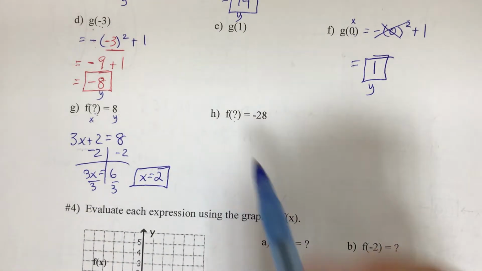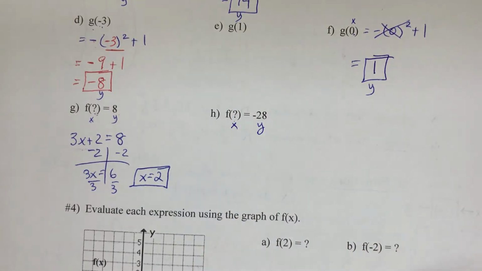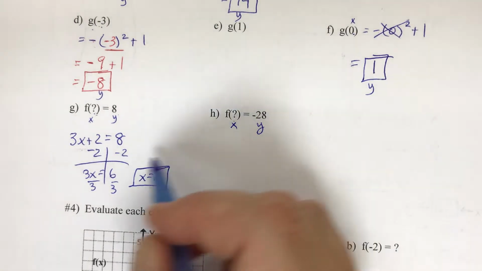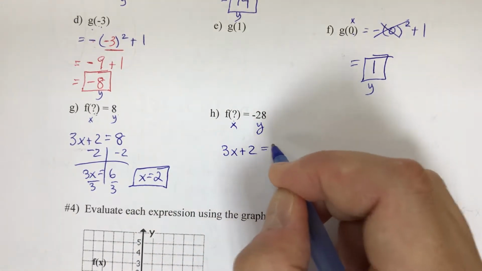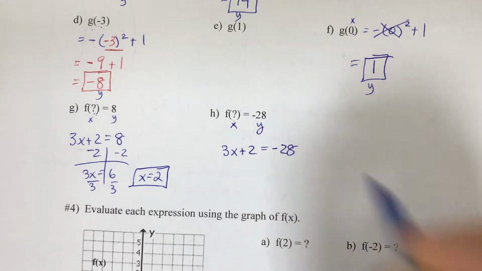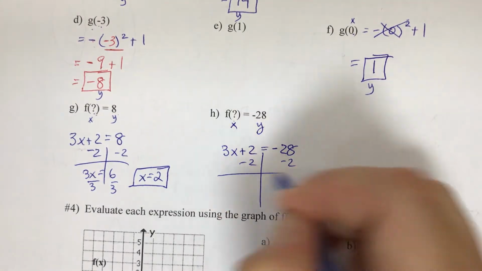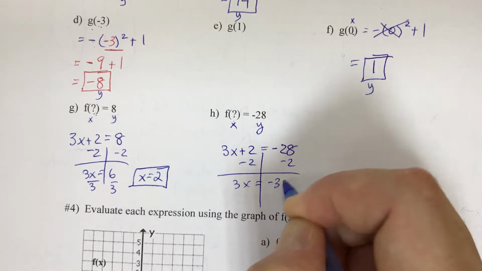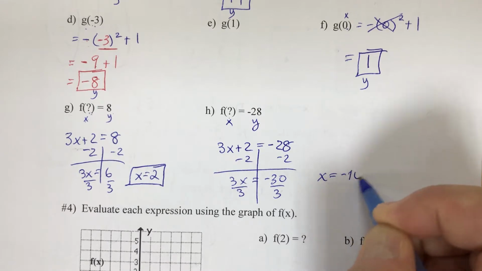F of question mark. Now again, this is always f of x equals the y value. Now the y value is negative 28, so we make the equation. Here's the f function. They're telling us the output, the outcome is negative 28, and then we solve this equation. And we divide by 3, so the x is negative 10.